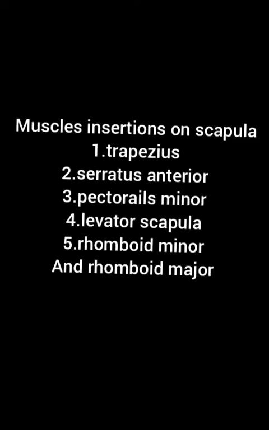Now move on to another segment, the muscles that insert on the scapula, which end on the scapula. First one is trapezius, second one is serratus anterior, third one is pectoralis minor, fourth one is levator scapulae, fifth one is rhomboid minor and rhomboid major. Let us know about the trapezius first.